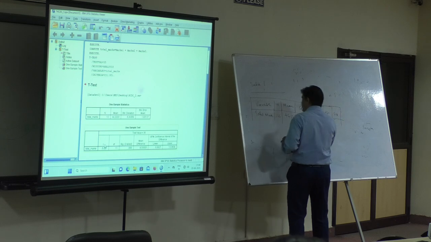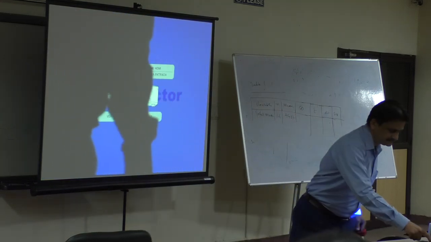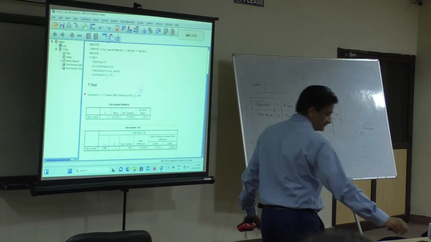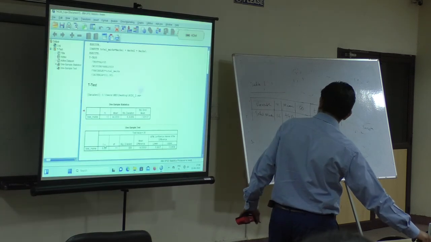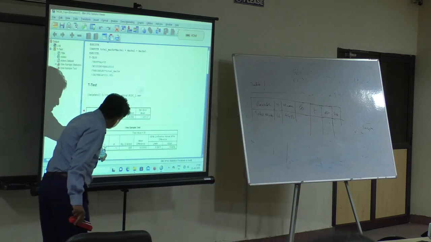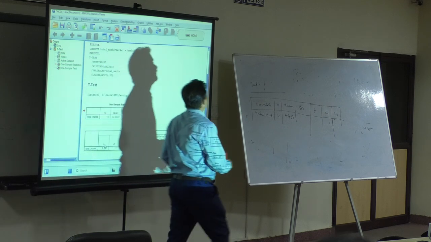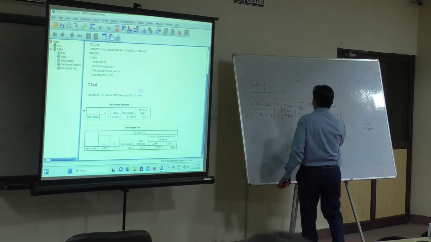Our t, how much is our t value? 9.55. How much is our t value? T value is this. 5.00. Degrees of freedom is 7. Significance is 0.000. Okay, t value is how much?